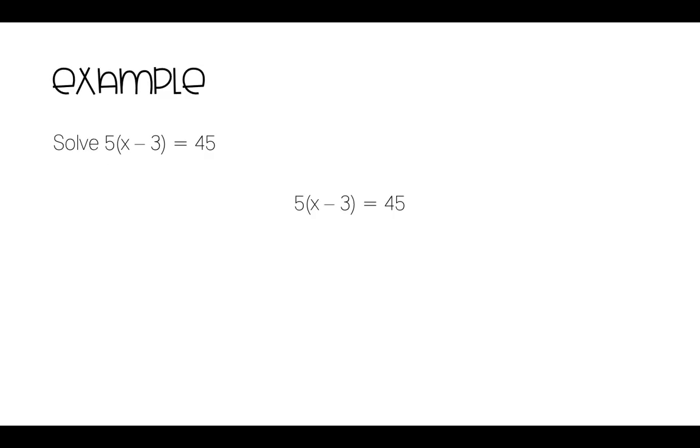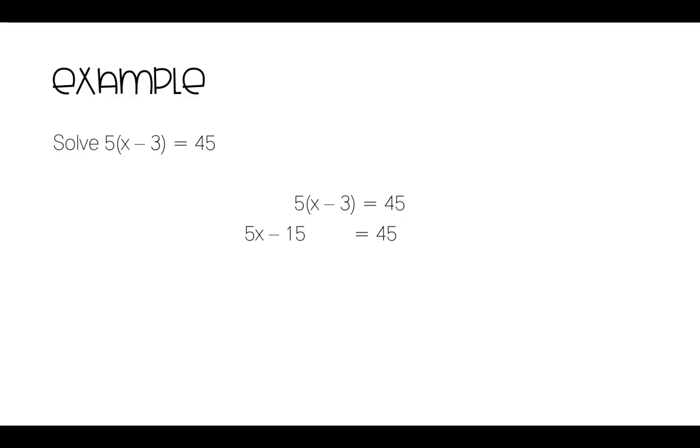So now we're going to do this next one. 5 times x minus 3 equals 45. Now when we're solving something with brackets and using the balancing method, we're first going to expand it. So we go 5 times x, which is 5x, minus 5 times 3, which is 15. So we go 5x minus 15, that's the expanded form.